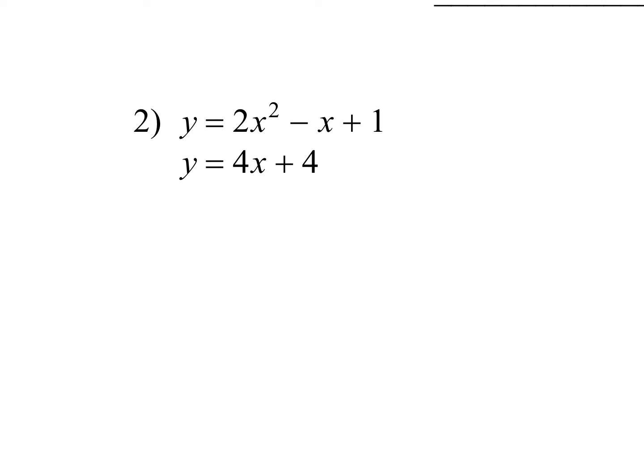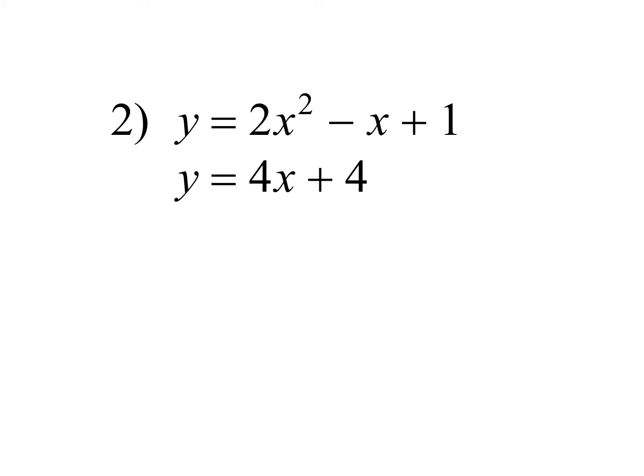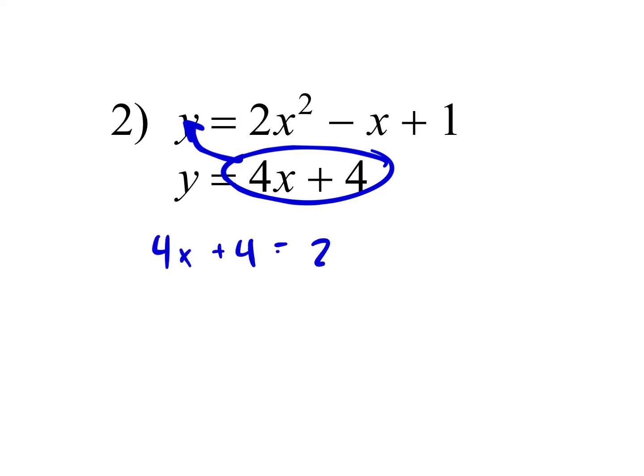All right, so looking at 2, should I solve with substitution or elimination? Substitution. So we would just take what y is equal to and plug it into y in our other equation. So we have 4x plus 4 is equal to 2x squared minus x plus 1. What should I do next? Make it equal to 0. I'm going to have to factor.